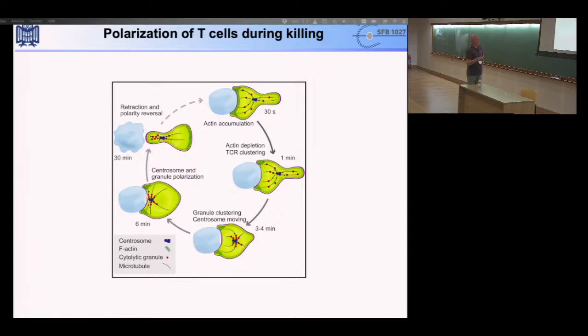And then the target is dead, and then the NK cell releases the contact and goes away, which is also an interesting problem. How does the NK cell know that the target cell is dead? This is another point which is interesting to discuss.